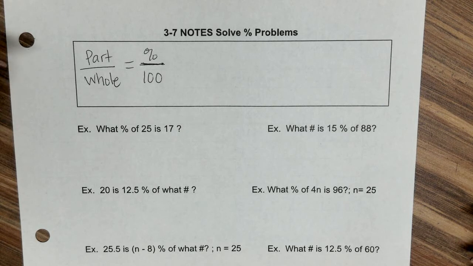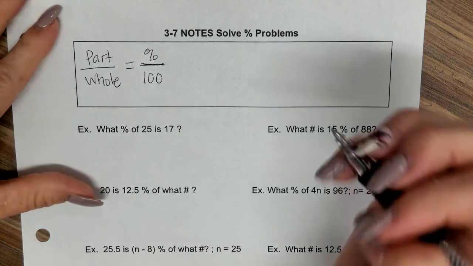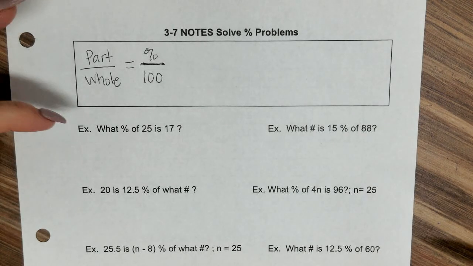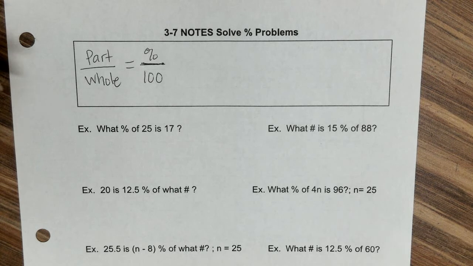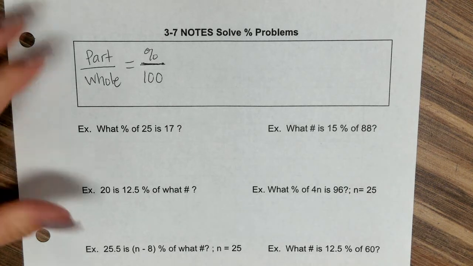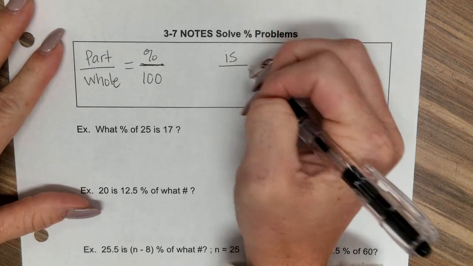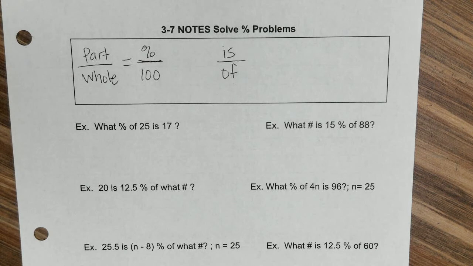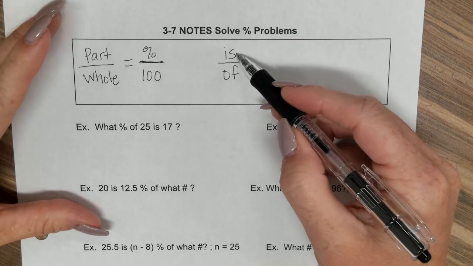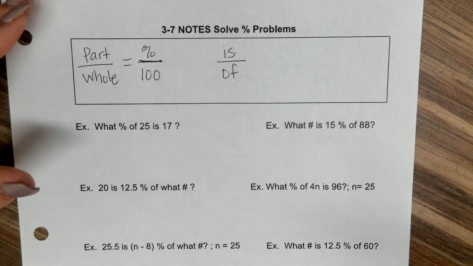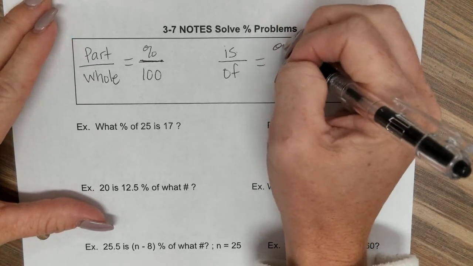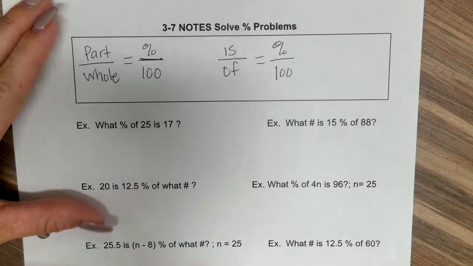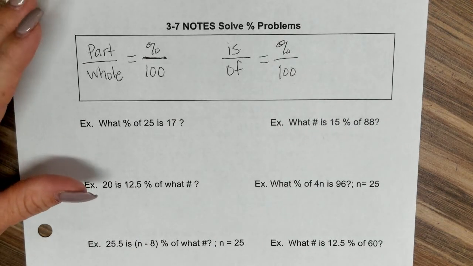The other thing that would help you is this. If they give you a problem like example 1, what percent of 25 is 17? If they say is and of, is goes on top, of goes on bottom. Of is the whole. So if I said, what percent is 5 of 100, is and of: is the part, of is the whole. And this would be your percent over 100. And then you just cross multiply and divide.